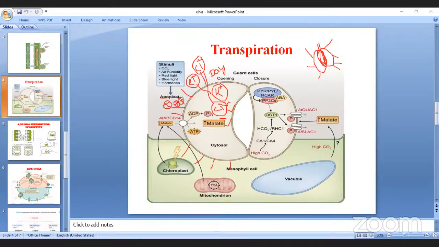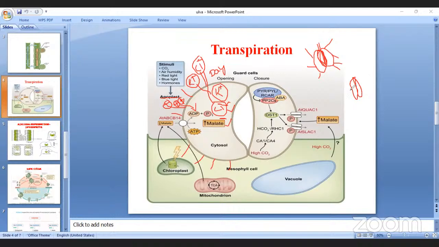water movement from subsidiary cell to the guard cell, because I already told you the water movement is from high water potential to low water potential. Here the high water potential is in the subsidiary cell, low water potential in the guard cell. As a result, water moves from the subsidiary cell to the guard cell. What happens if the water moves into the guard cell? Just imagine this is a closed guard cell.